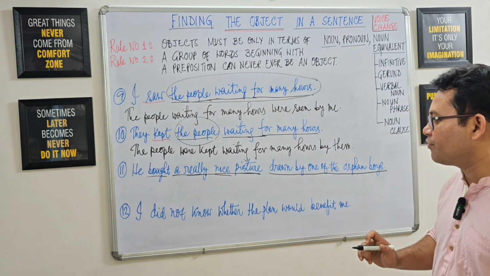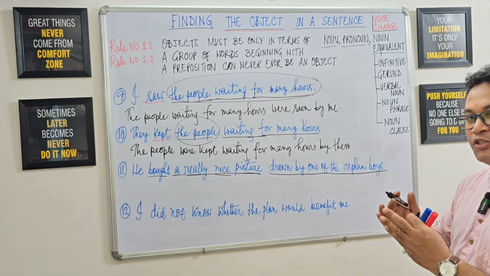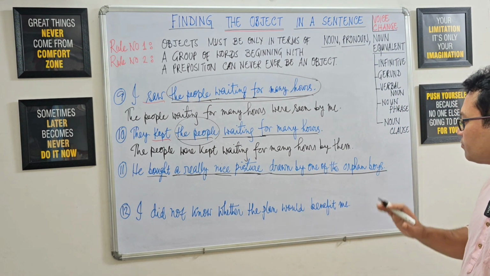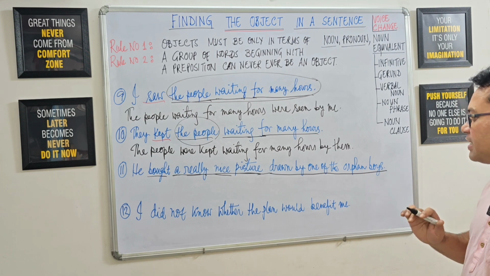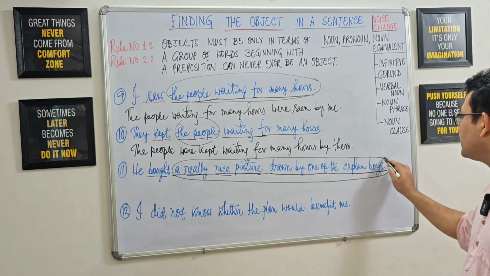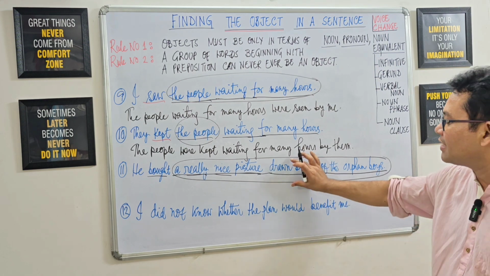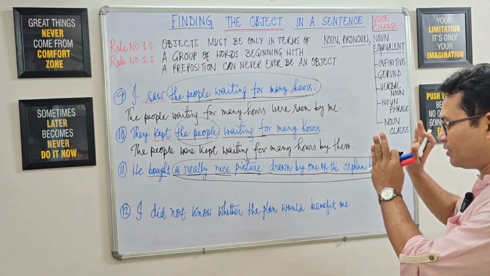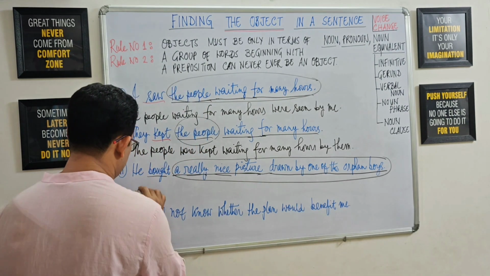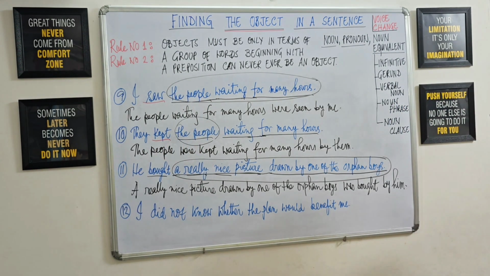Adjective phrase and noun phrase must be joined together or made one. So ultimately the object here is the whole phrase. It is nothing but a noun phrase, even though there is an adjective phrase in it. So this noun phrase should be brought in at the very beginning of the passive sentence. Now the passive voice is: a really nice picture drawn by one of the orphan boys was bought by him.